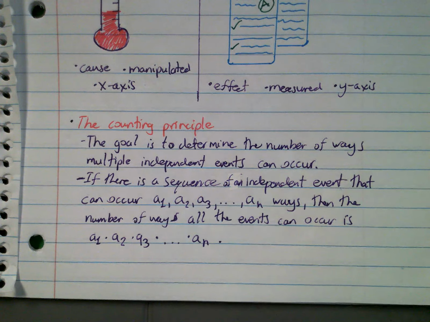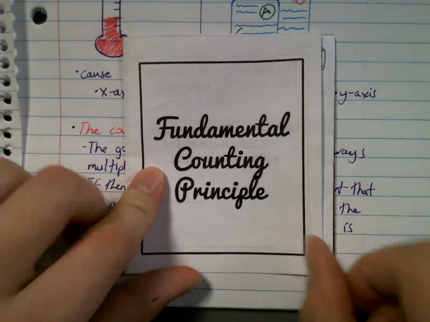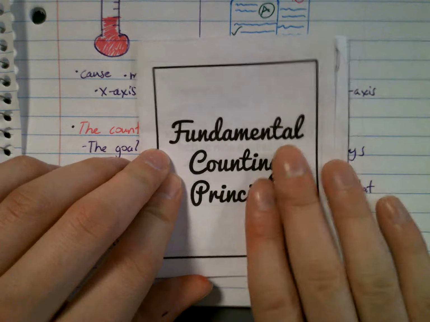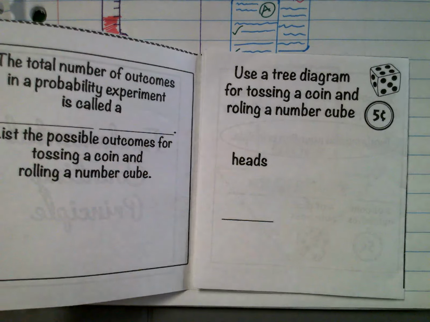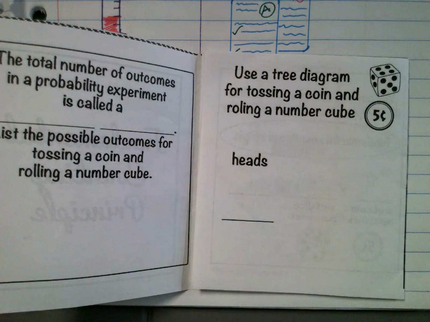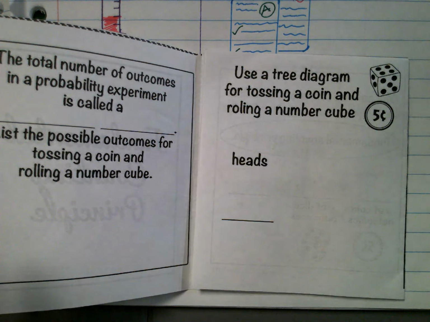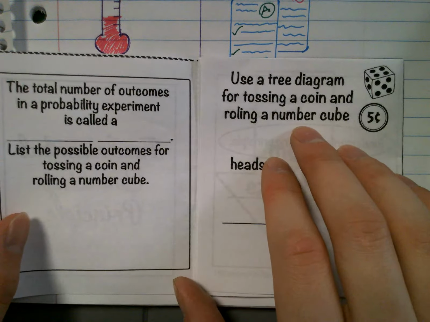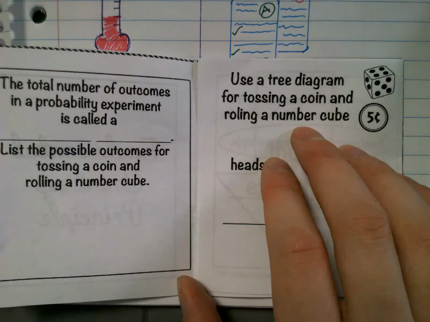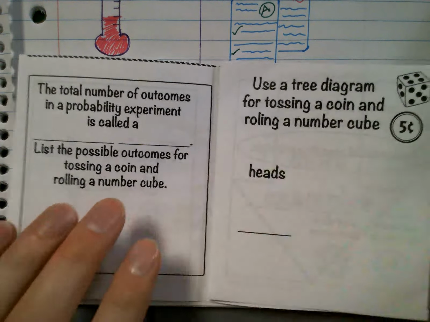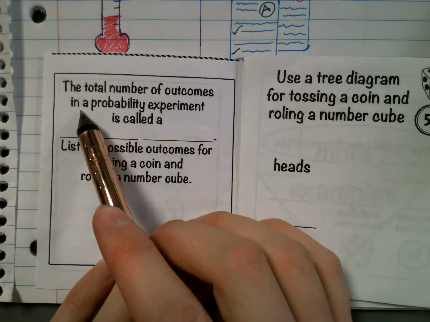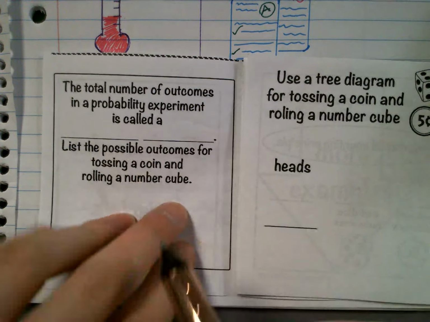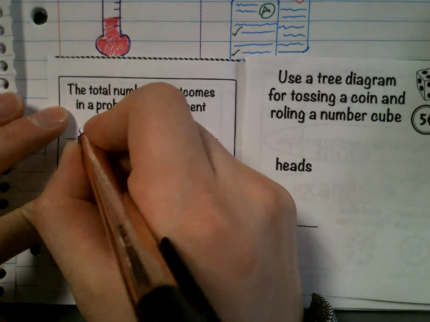Give you a second to write that down. So we're going to move on now to the little foldable here, which basically is going to help explain this even further. On the first page right here, and the way you're supposed to cut it out. What you're going to do here is basically going to drive the point home. The total number of outcomes in a probability experiment is called the sample space.